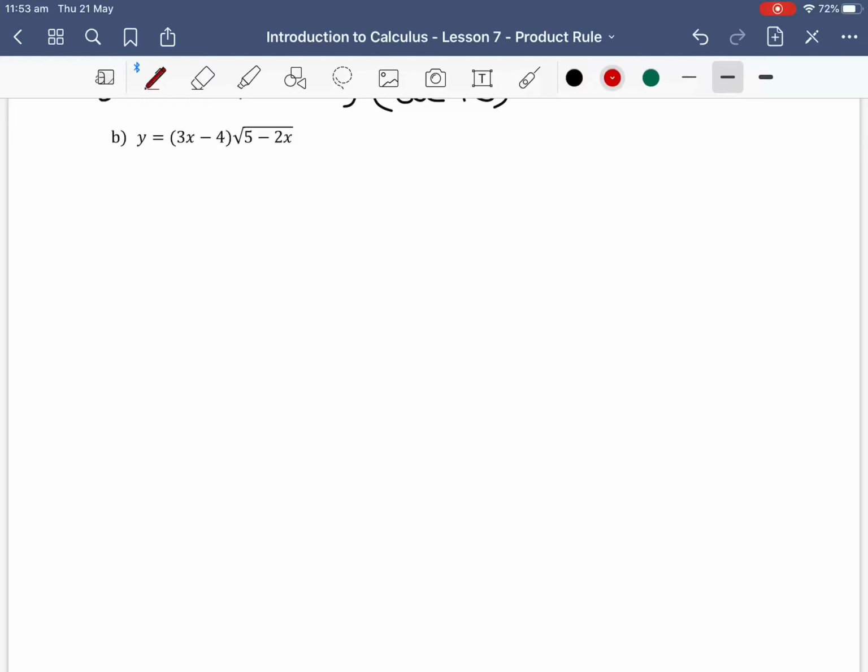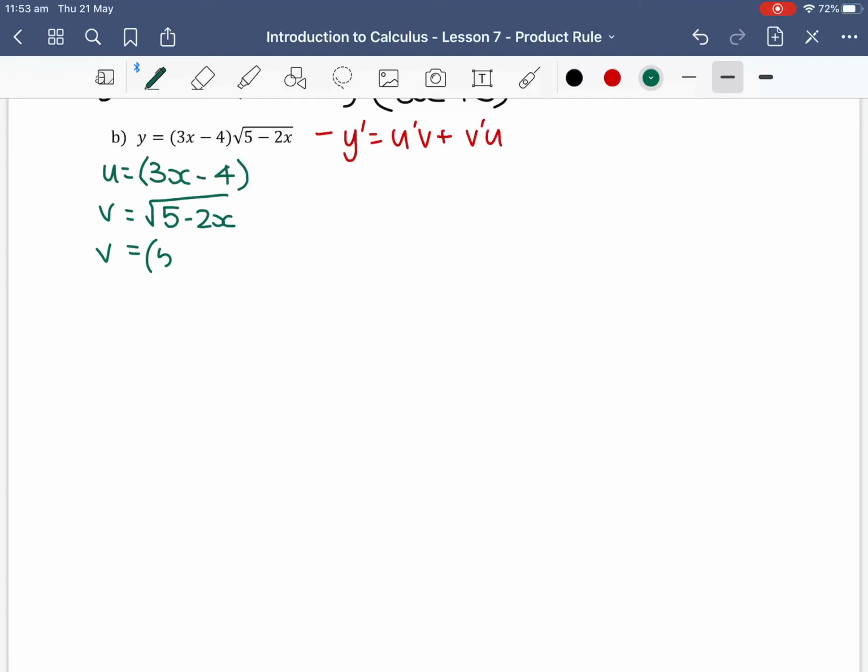3x minus 4 in brackets times the square root of 5 minus 2x. So for this one, we are going to write it in the form of y dash equals u dash v plus v dash u. So our u is our first term, which is 3x minus 4. Our v is our second term, which is the square root of 5 minus 2x, but we want to write this in power form. So v equals 5 minus 2x to the power of a half.